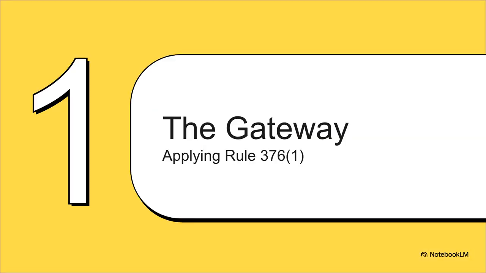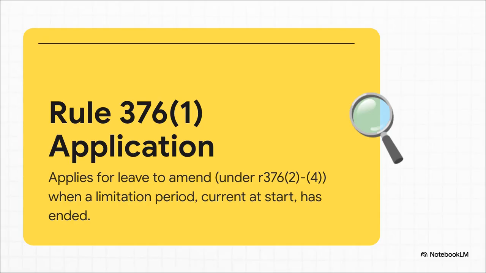Okay, first things first. Before you can even think about using the cool parts of this rule, you have to get past the bouncer at the door. And that bouncer is Rule 376, Sub-Rule 1. So the very first question you ask yourself in any exam scenario is this: does Rule 376 even apply here? So Rule 376, Sub-Rule 1, lays out 3 conditions. It's like a 3-part lock you have to open.